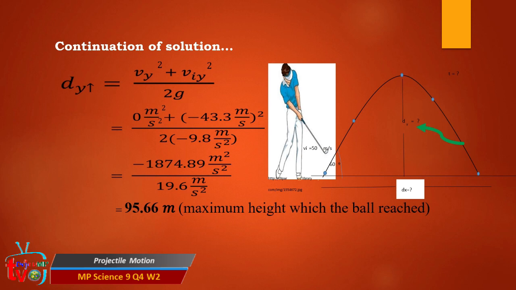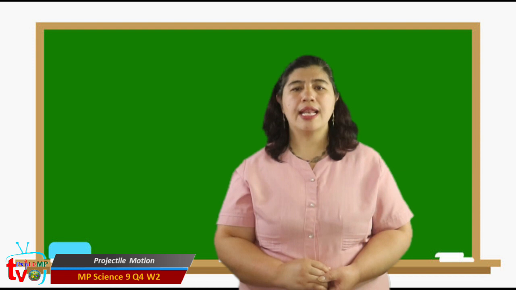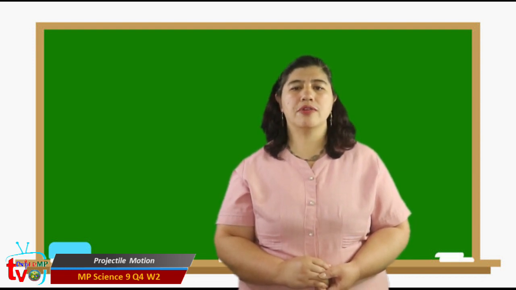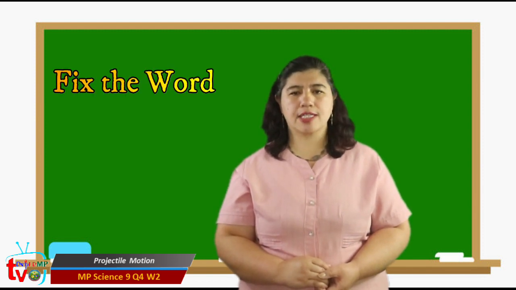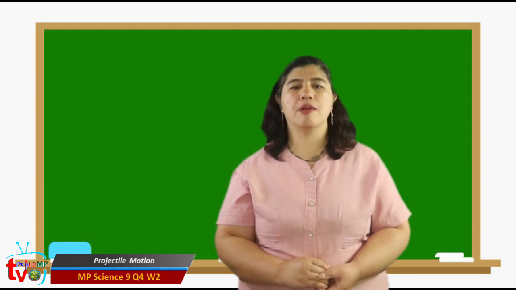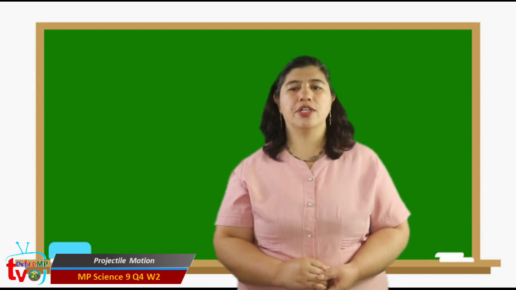Were you able to follow the solution to the problem? If yes, then I think you are now ready to solve projectile motion problems. Now, let us see if you can remember the terms that you have encountered during the discussion. The first activity is Fix the Word. Unscramble the letters to form the words that are being described in the second column. Write your answer on the space provided after the number.